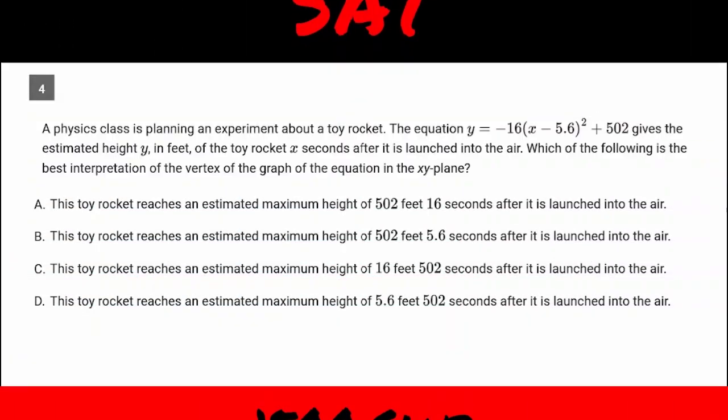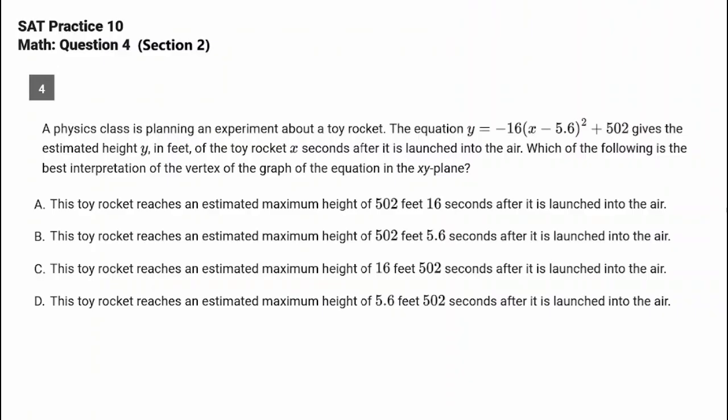We're on SAT Practice Test 10, Math Section 2, Question 4. What's the level of difficulty here? It's medium. And it's important to remember that it's medium, because if it looks really hard to you, it doesn't matter. It's medium. A physics class is planning an experiment about a toy rocket. The equation y equals negative 16 times (x minus 5.6) squared plus 502 gives the estimated height y in feet of the toy rocket x seconds after it is launched into the air. Which of the following is the best interpretation of the vertex of the graph of the equation in the xy-plane? So, very important to think about what it is we're looking for.